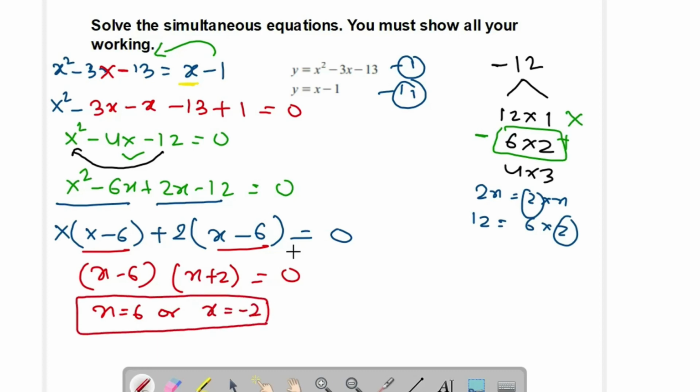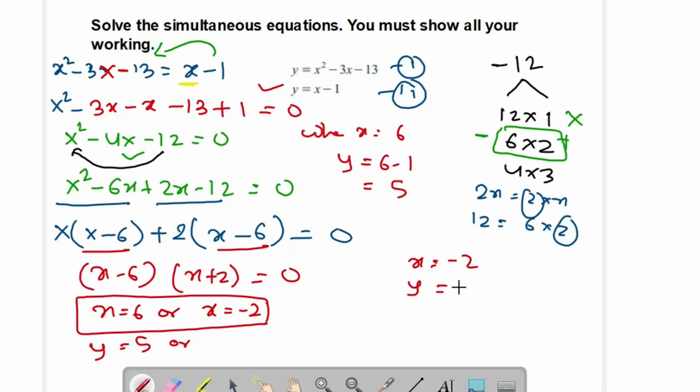Based on this, we will get the value of y. When x is 6, y is 6 minus 1, which is 5, so y is equal to 5. Or when x is equal to minus 2, then y is equal to minus 2 minus 1, which is minus 3, so y is equal to minus 3. This is how we can solve a simultaneous equation when it is in the form of a quadratic equation as well.